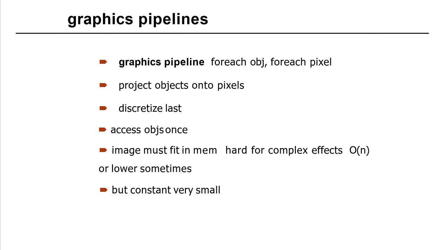Graphics pipelining: for each object, for each pixel, we have to project the output onto a pixel. We can access only one object at a time. The image must fit in memory first before we can process it. With graphics pipelining, it is hard to achieve complex effects. As we are talking about the complexity of the graphics pipeline, it is denoted by big O of n, but the constant is very small.